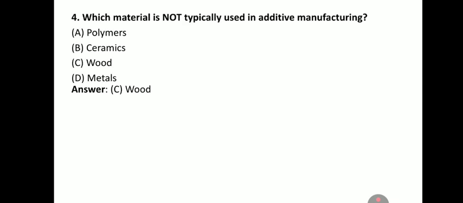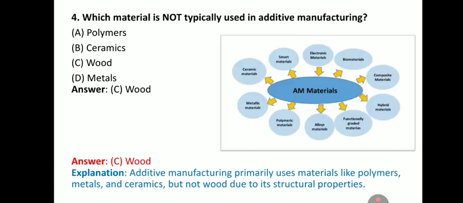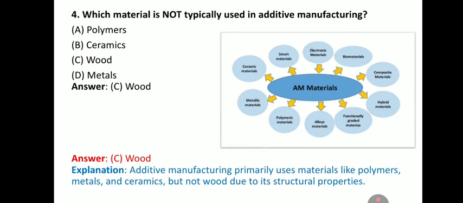Next question, which material is not typically used in additive manufacturing? Here the answer is wood. So here you can see the different materials that are used in additive manufacturing like ceramic, smart material, electronic material, biomaterial, composite, hybrid, functionally graded material, alloy, polymeric and metallic material. But wood is not used in additive manufacturing.